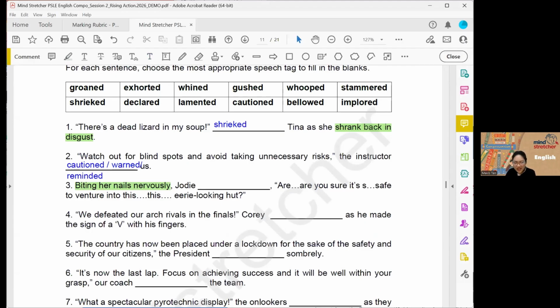Jody, what? Are you sure it's safe to venture into this eerie looking hut?